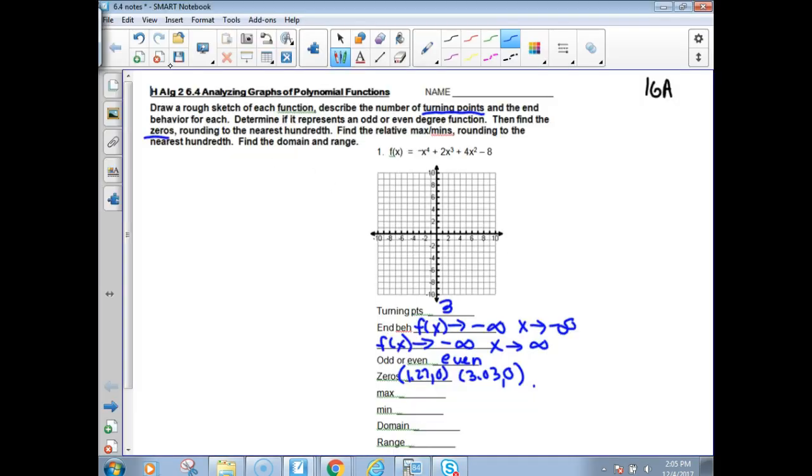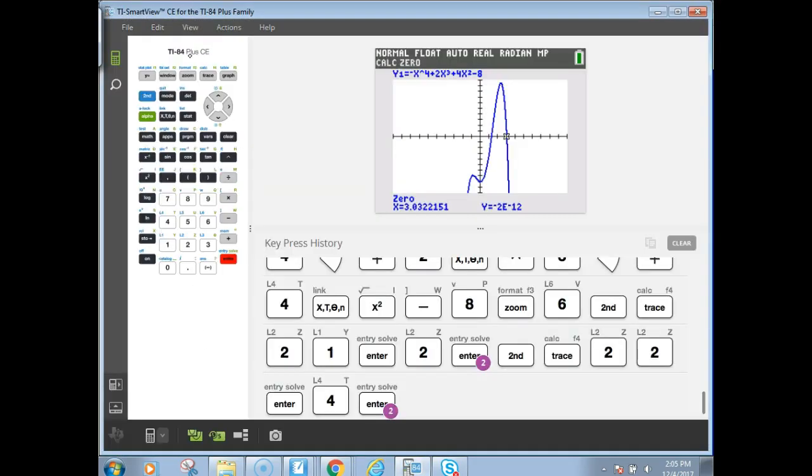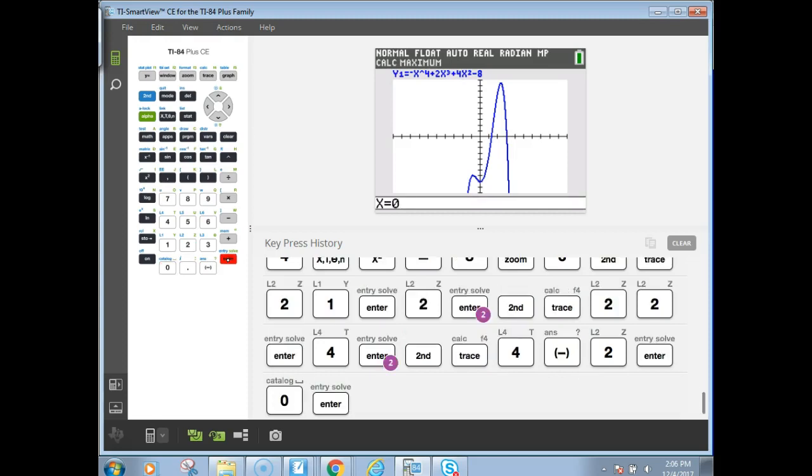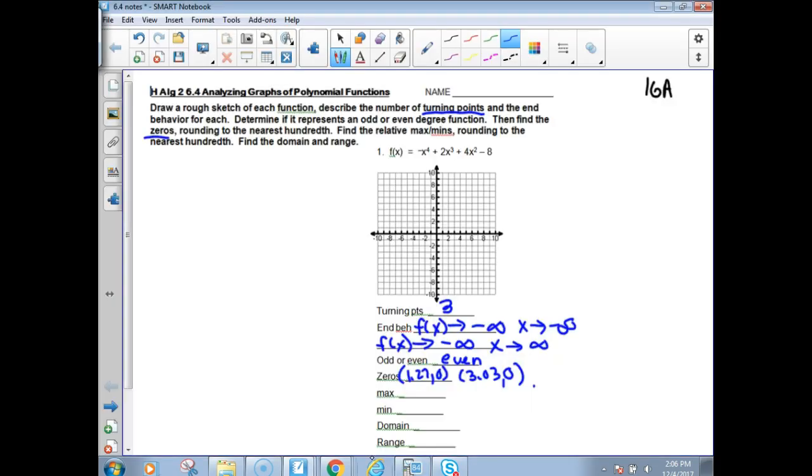So we're going to calculate, oops, I need to go back to that grapher. Second trace, we're going to hit max, choice 4. The first one is between -2 and 0. So I'm going to type -2, enter, and 0, enter. And then enter again, and it should jump on that little hump. There it is. It's at -0.85, -6.86. All right, so I want to get that written down. So that was the relative max, -0.85, -6.86.